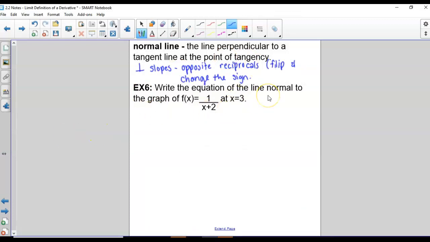So let's do this problem here. Write the equation of the line normal to the graph of f of x equals 1 over x plus 2 at x equals 3. Okay, so first let's get our point. I think our point is the easiest to find. So to get the point, you're just going to plug in 1 over 3 plus 2. So you get 1/5. So that means that our point of tangency is at 3, 1/5.